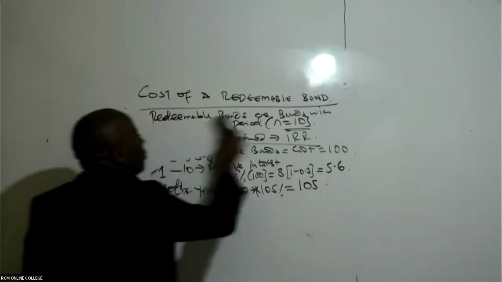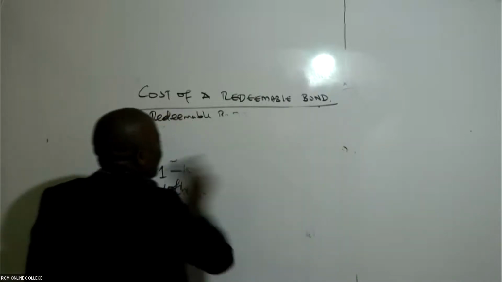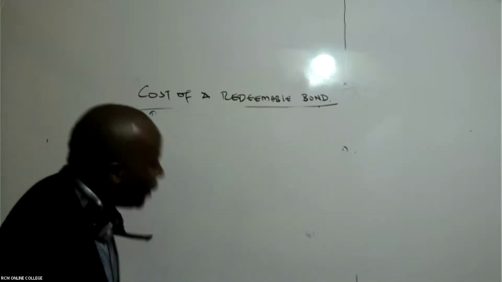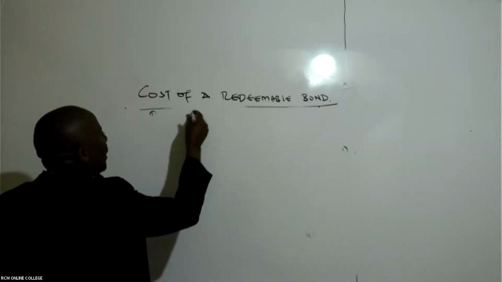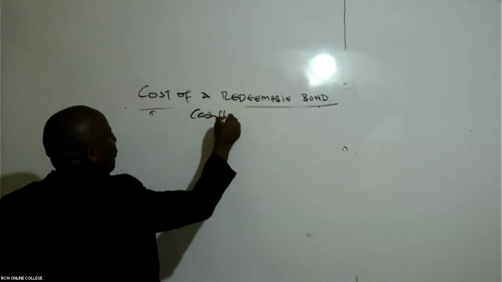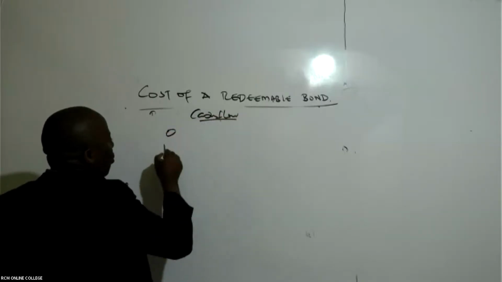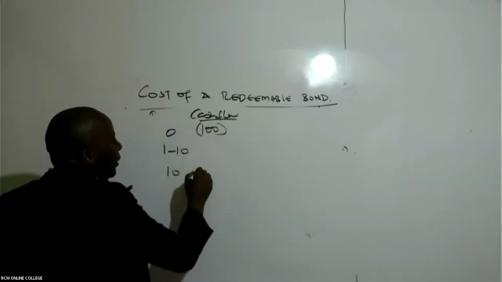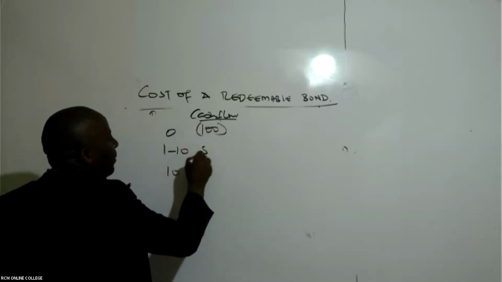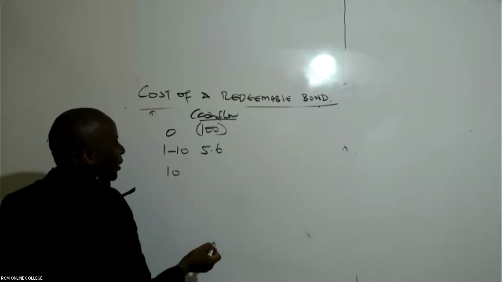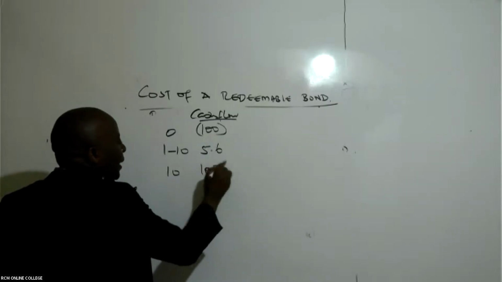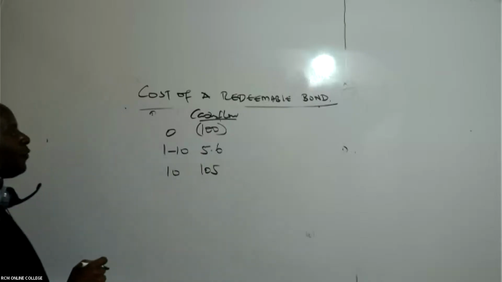Great. So allow me to come and do a cash flow statement. This is how the cash flow will look like. We have 0, 1 to 10, and then we have 10 here. At 0, I'm buying the bond. From 1 to 10, I can see myself getting 5.6. It's an inflow. And then at 10, I can see myself getting the redemption value of 105.